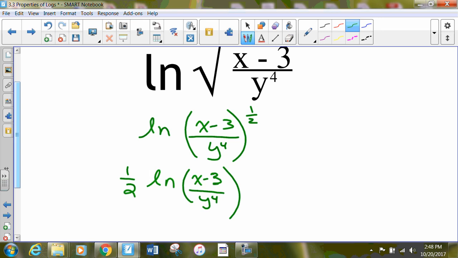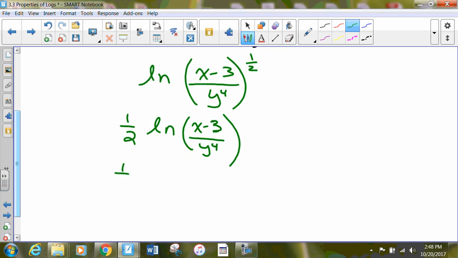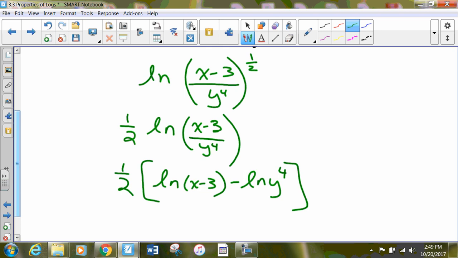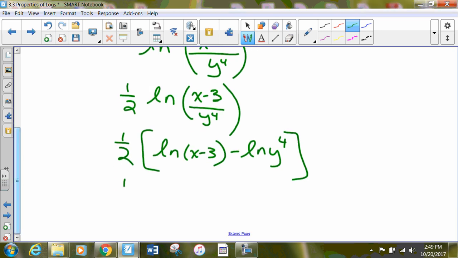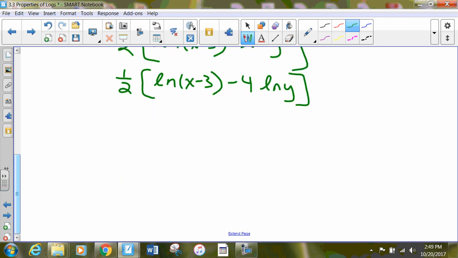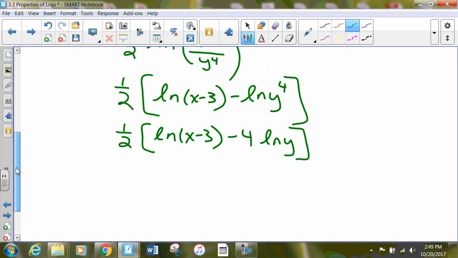And then we're going to keep in mind that the 1/2 goes towards the whole thing. We're going to have natural log of x minus 3 minus the natural log of y to the 4th. Do we have anything else we can do? We sure do. We can pull down the 4. And if we wanted to, we could distribute that 1/2, right?